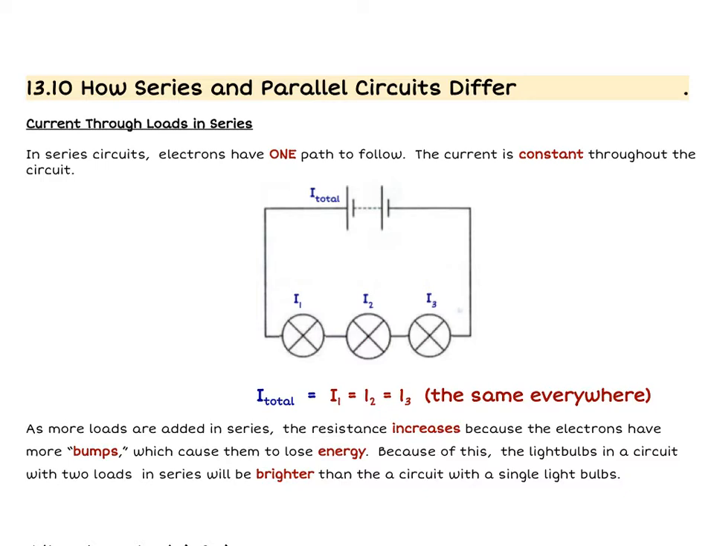If more loads are added in series, the resistance increases because the electrons have more bumps, which cause them to lose energy. Because of this, you might have put the word collisions. Because of this, the light bulbs in a circuit with two loads in series will be dimmer than the circuit with a single light bulb.